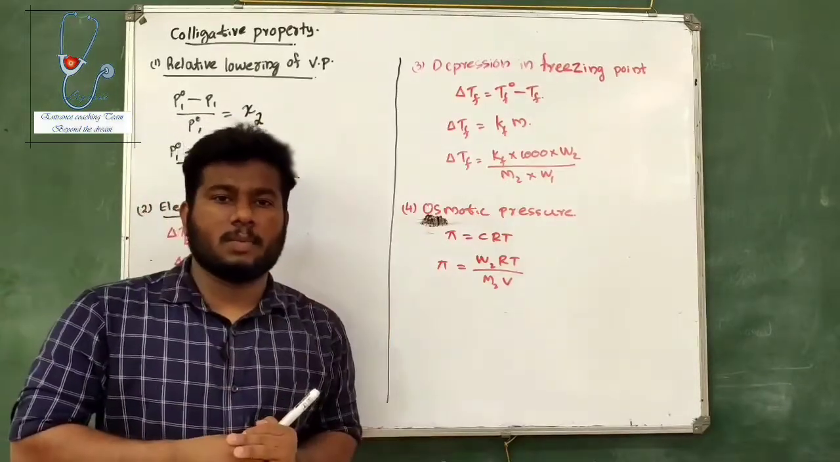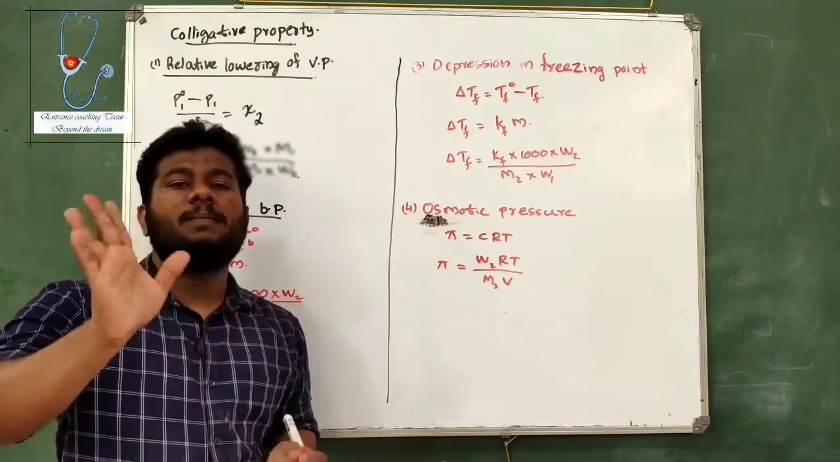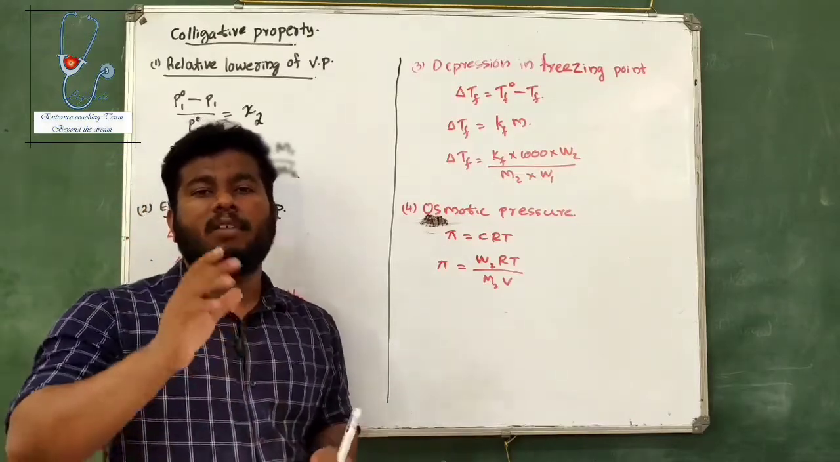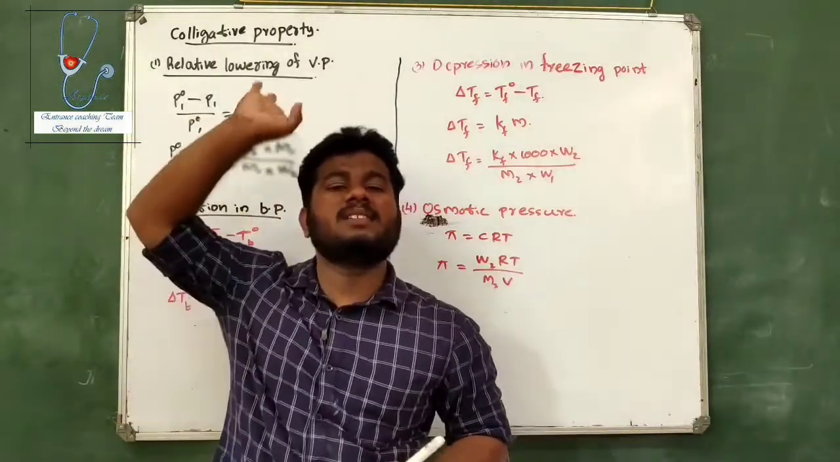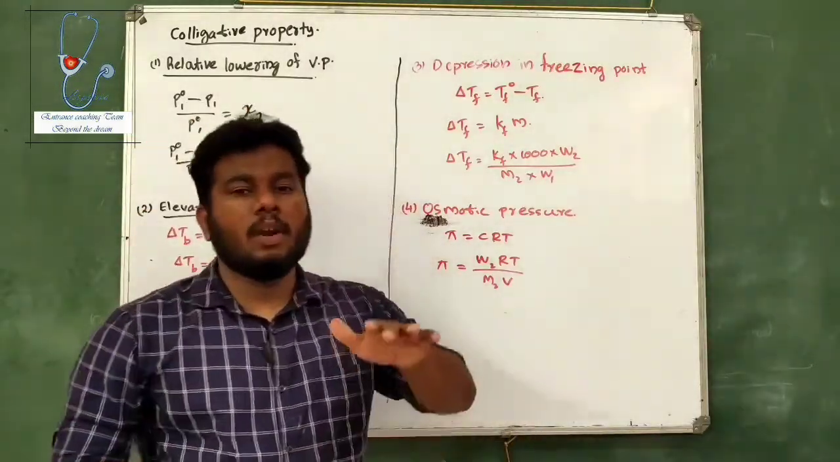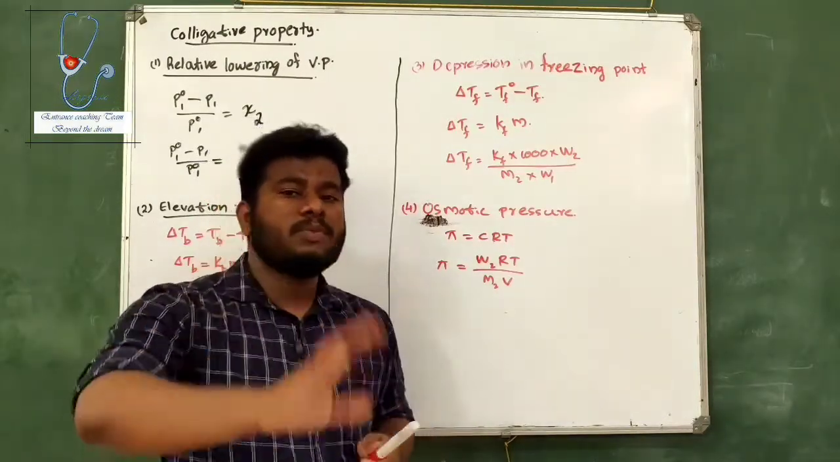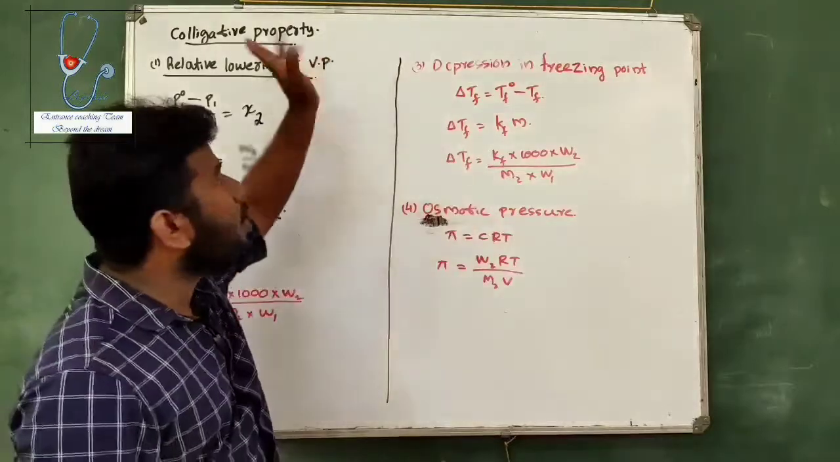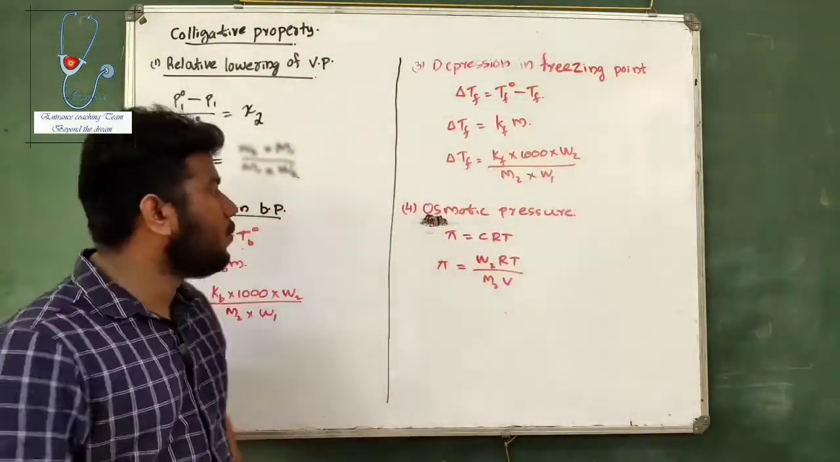What is a colligative property? A colligative property is a property which depends only on the number of solute particles and not on its nature. We have to study four colligative properties.